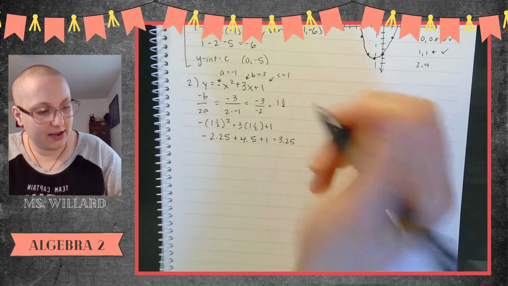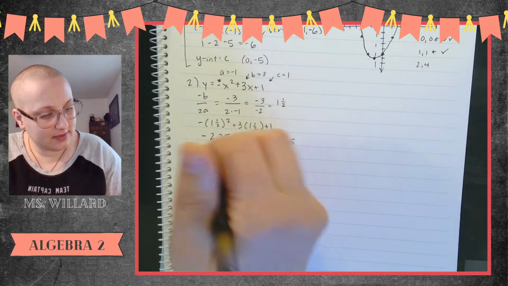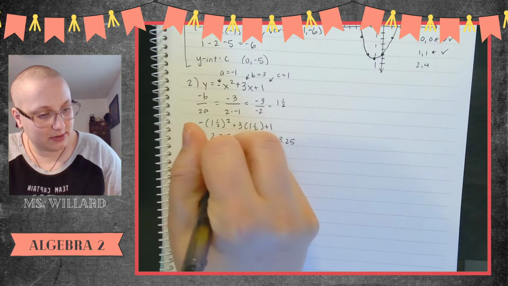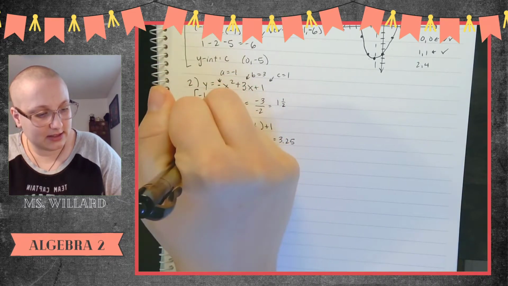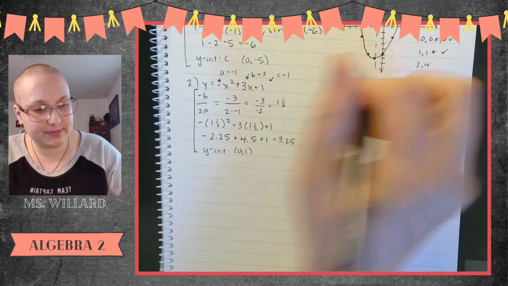How do I graph that, you ask? What a great question. I'm going to find my y-intercept really quick. It's going to be 0, 1. So that's all the stuff I know from my equation.